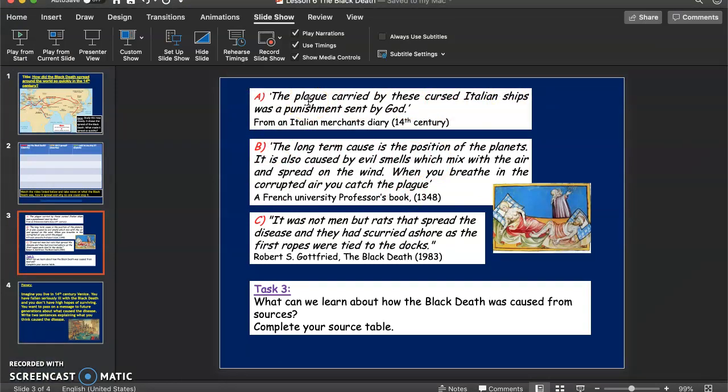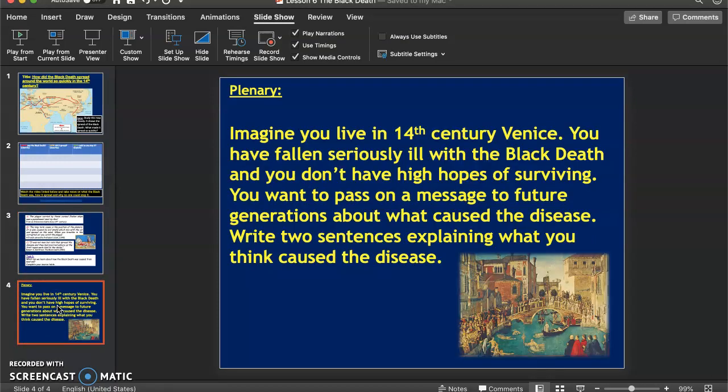So many explanations for the causes of the Black Death in Europe and around the rest of the world were that this was a punishment sent by God. Okay, so apply that same approach to all the other sources, and once you've finished, you can move on to the final activity of the lesson. So pause, complete the table, and then let's move on to the plenary.